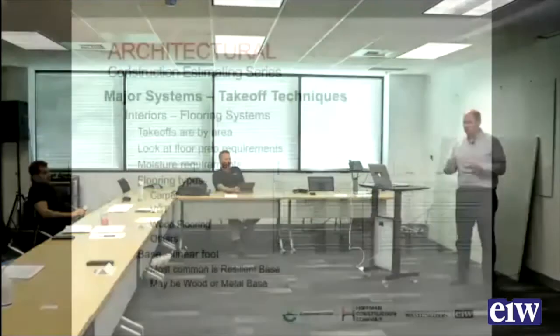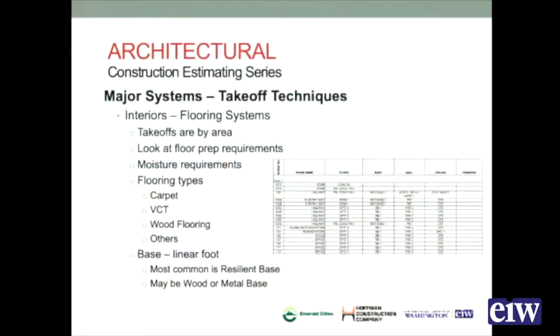The last piece that's always taken off with the flooring is the base, and so that's lineal footage. The most common type of base you'll ever see is resilient base or rubber base. Rubber base for the last 26 years has cost somewhere between $1 a lineal foot and $2.50 a lineal foot, and it hasn't changed much in the last 25 years. So it's a very inexpensive material.